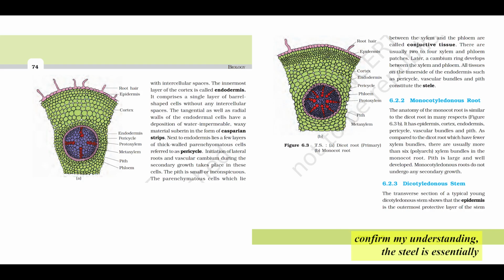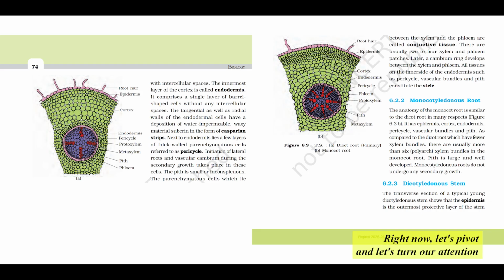Okay, so just to confirm my understanding, the stele is essentially the entire central vascular cylinder of the root, containing all the main transport and developmental tissues inside the endodermis. Exactly. You've got that perfectly. It's the core functional unit, responsible for conduction, and as we just discussed, it's also the origin point for crucial structures like lateral roots. Visualizing the stele helps you understand that central organization of the root structure.